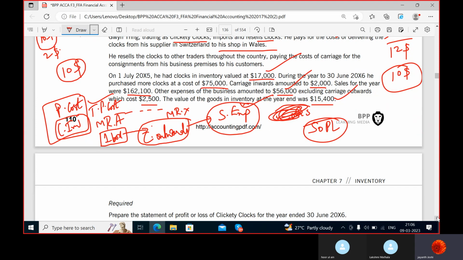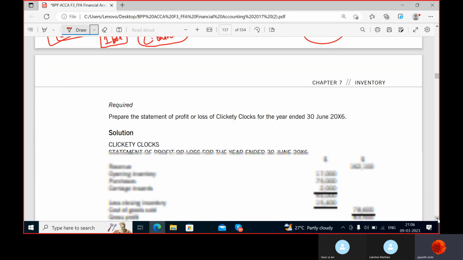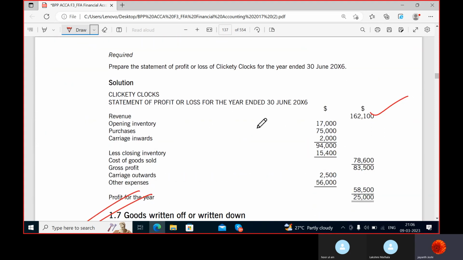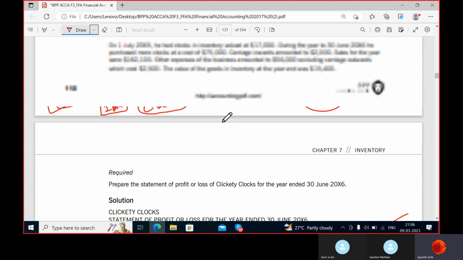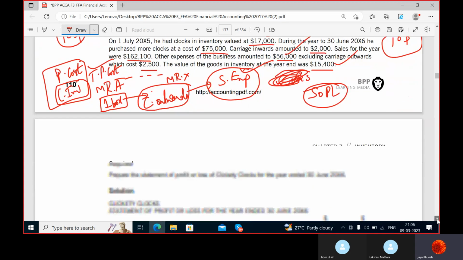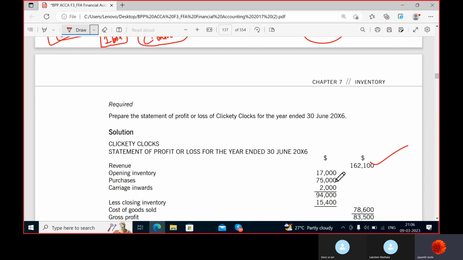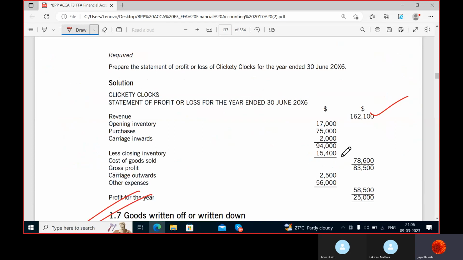So we'll take the revenue. What is the revenue here? 161,200. Opening inventory, they had 17,000. We take this. And purchases 75,000, and carriage inwards has to be added here. And the closing inventory has to be subtracted. The entire thing is COGS, and we get the gross profit.